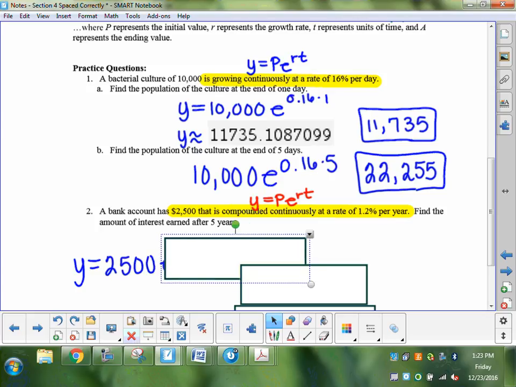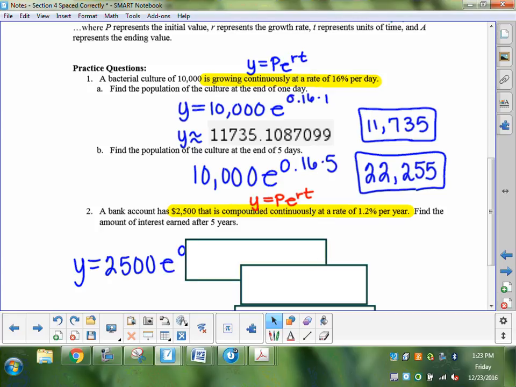Nope. Careful. It says compounded continuously. So our formula is going to have an E in it. We're going to put an E next. What's going in the exponent spot on this? Seriously? Yeah. 0.0. Okay. Yeah. What answer would we go through and get then?